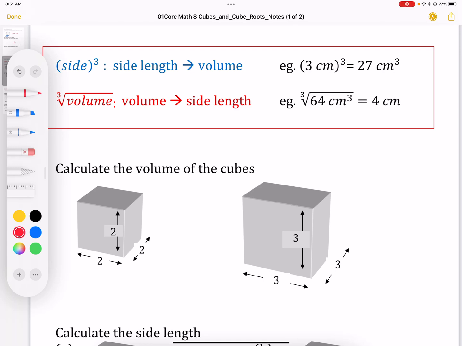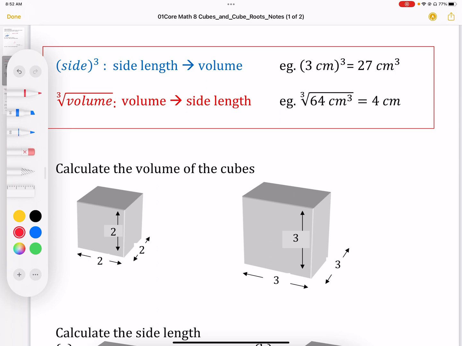Just like with squares and square roots, cubes and cube roots are opposites of each other. What a cube does is it takes a side length, so I have this in blue. We start with the side length or edge length, and when we cube it, we end up with volume. So cubing takes side length and converts it into volume. Cube rooting is going to take a volume and convert it into side length.